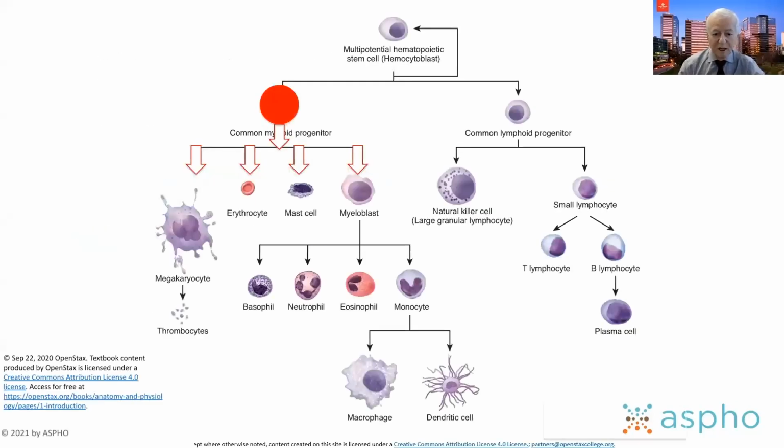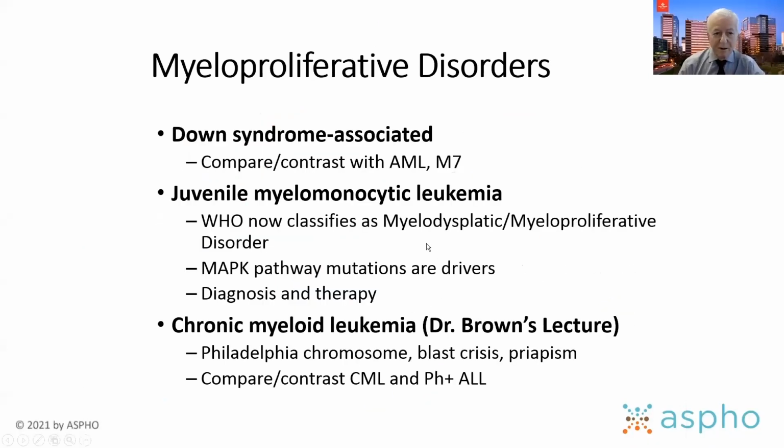Among the myeloproliferative syndromes, we have a problem with a common myeloid progenitor, which leads to the abnormalities seen in the more mature lineages. So the two major ones that I will talk about today are the Down syndrome associated, which we're going to compare and contrast with megakaryocytic leukemia, and juvenile myelomonocytic leukemia, which is now classified as a myelodysplastic syndrome, which is driven by mutations in the MAP kinase pathway. And we're going to talk about diagnosis and therapy of these. We won't speak about CML, which Dr. Brown has already covered.